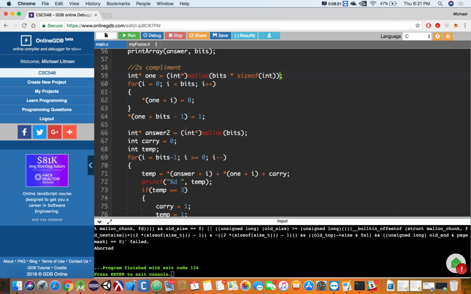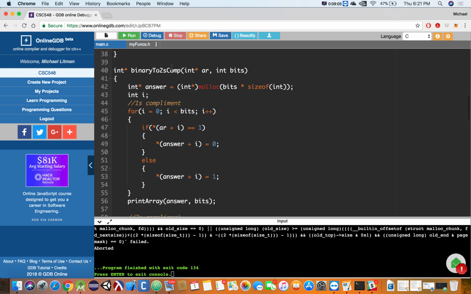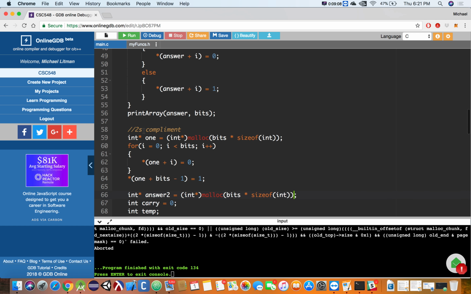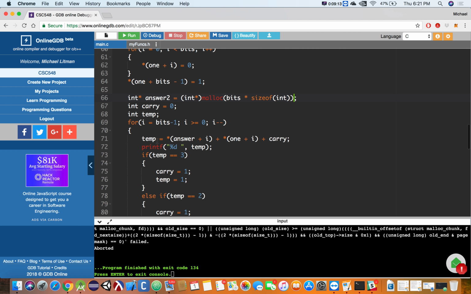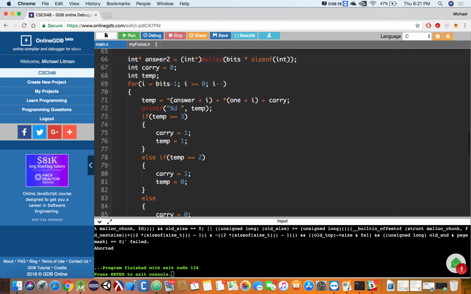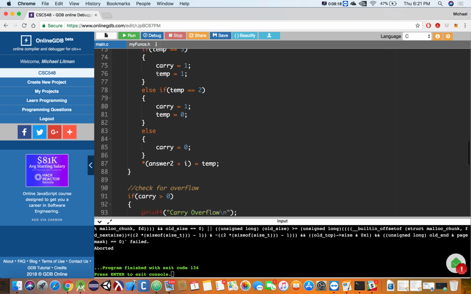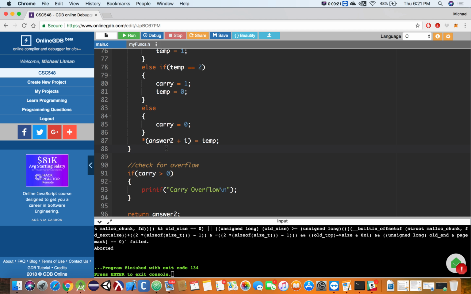Now, we actually didn't need answer 2 originally, but that was what we were trying to debug and fix. So for right now, we'll go ahead and give that guy enough memory, and it should just still work. Size of int. So the first thing we do is we get the 1's complement, so we flip all the bits. Then the 2's complement, we add 1 to that guy. And this is where we're building our answer 2. Ultimately, we make answer 2 point to, well, answer 2 at an offset point to temp.